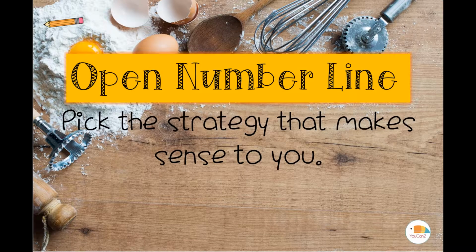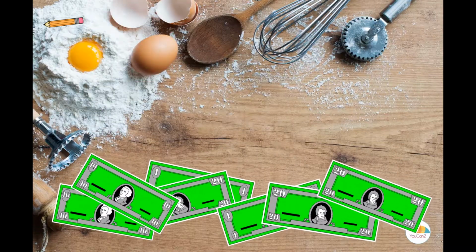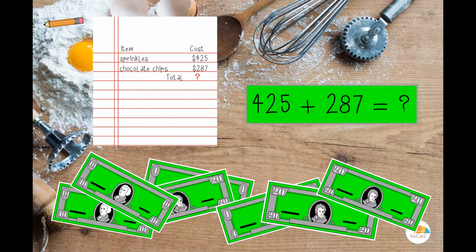Hey, more accounting? Oh, yep, this time you're paying some bills. So it looks like to make all those cupcakes and cookies, you had to buy some things. You spent $425 on sprinkles and another $287 on chocolate chips. Wow. Now you need to know how much you spent altogether.